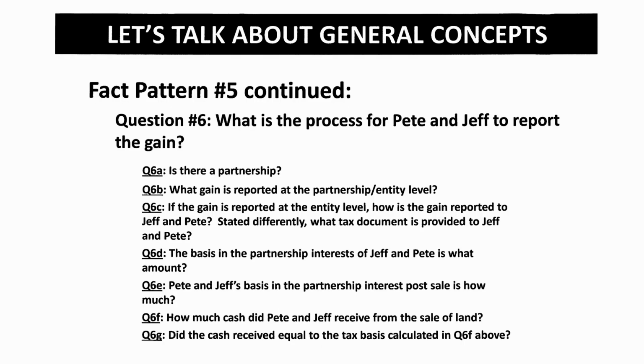Tried to. Fact pattern number 5 continued. Question 6, what is the process for Pete and Jeff to report the gain? Is there a partnership? Yes. What gain is reported at the partnership or entity level? If the partnership sold the ground, it would be a $19,000 gain. If the gain is reported at the entity level, how is the gain reported to Jeff and Pete? Stated differently, what tax document is provided to Jeff and Pete? They get a K1 that shows they have 1231 gain of 9,500.